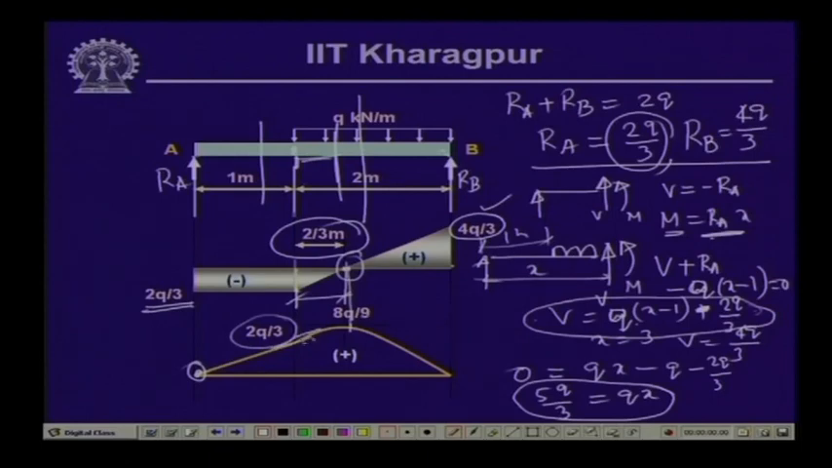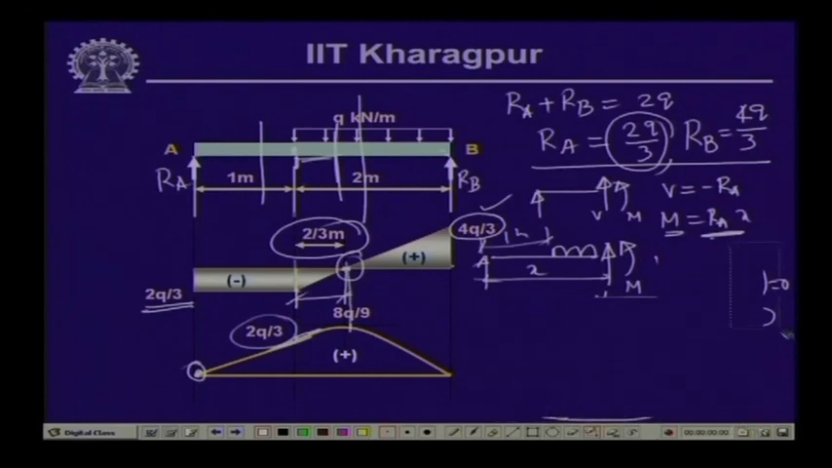Now, this particular moment of course will be a continuous one without any kink. Now, from this point to this point, since we have uniformly distributed load, if we take the equilibrium of the bending, the moment calculation if we carry out over here, then the bending moment equation comes as M minus R A into x, then plus Q into x minus 1 whole square by 2, and this is equal to 0.